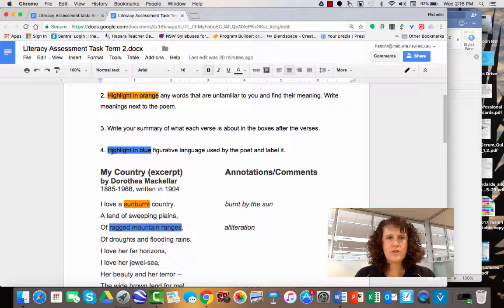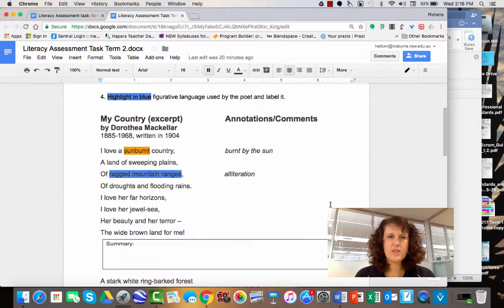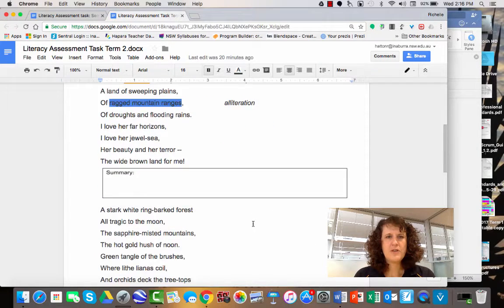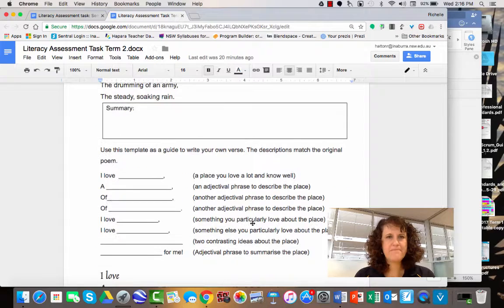Then I want you to highlight in blue any figurative language used by the poet. So we've been learning about figurative language. Here's an example. Ragged mountain ranges is an example of alliteration. So I'm identifying it by highlighting it and then writing down what it is. So you do that for those 3 verses.